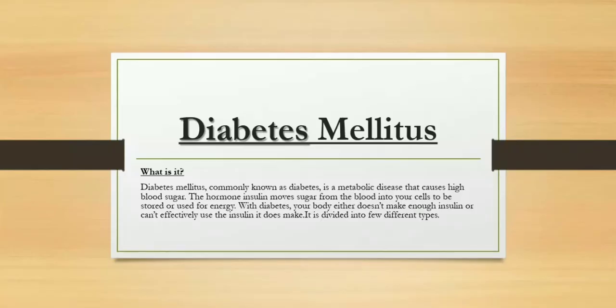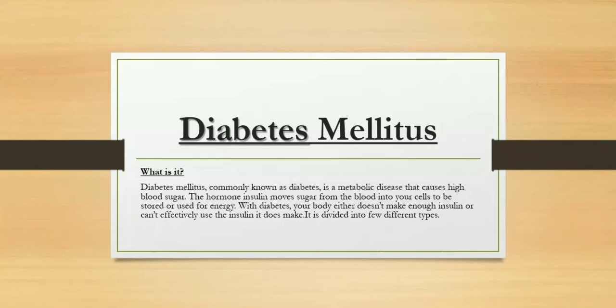So I am ELTHER, and today I am going to talk about diabetes mellitus and diabetes insipidus. First, what is diabetes mellitus? Diabetes mellitus, commonly known as diabetes, is a metabolic disease that causes high blood sugar. The hormone insulin moves sugar from the blood into your cells to be stored or used for energy. With diabetes, your body either doesn't make enough insulin or cannot effectively use the insulin it does make.